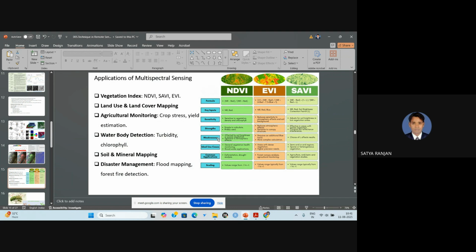Sorry, 0.8 to 1 is the value for healthy vegetation, 0.6 to 0.7 is moderately healthy vegetation, and 0.2 to 0.4 is degraded vegetation areas. So vegetation degradation areas and healthy vegetation are demarcated with the help of NDVI calculations. Likewise, SAVI, the soil adjusted vegetation index, the enhanced vegetation index, and the NDVI built-up index, a lot of indices are there. So based on the bands, we use different indices.